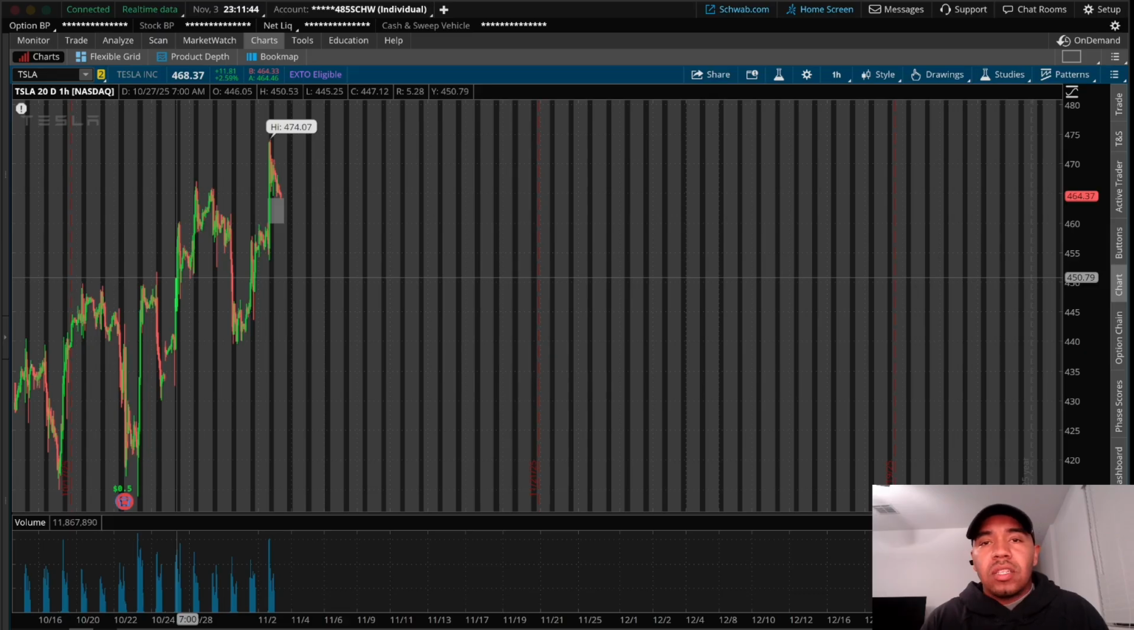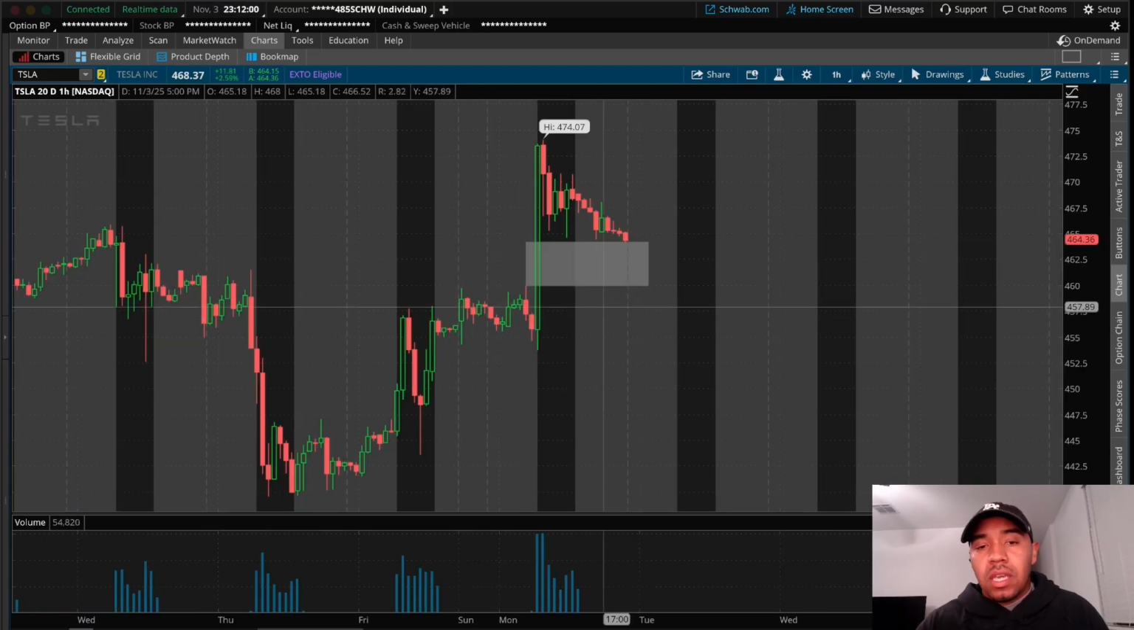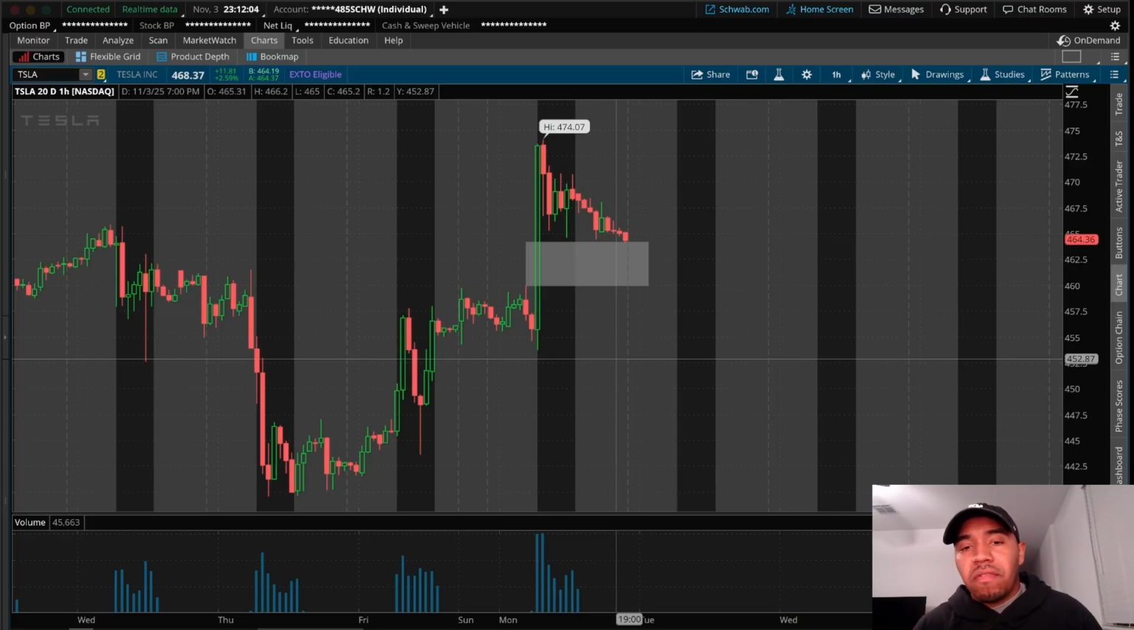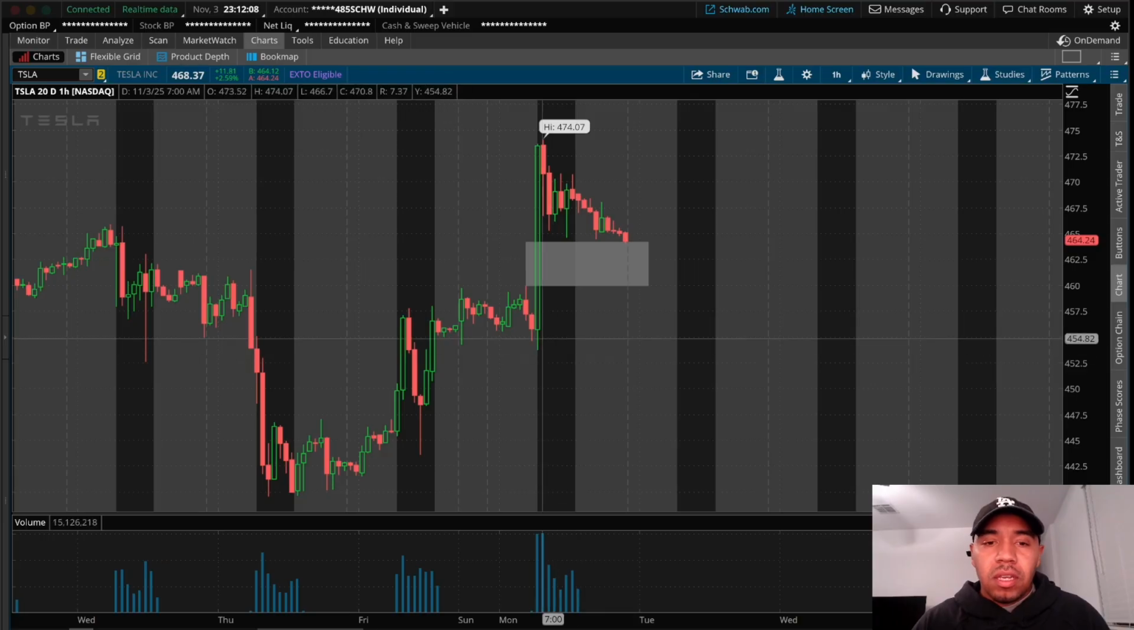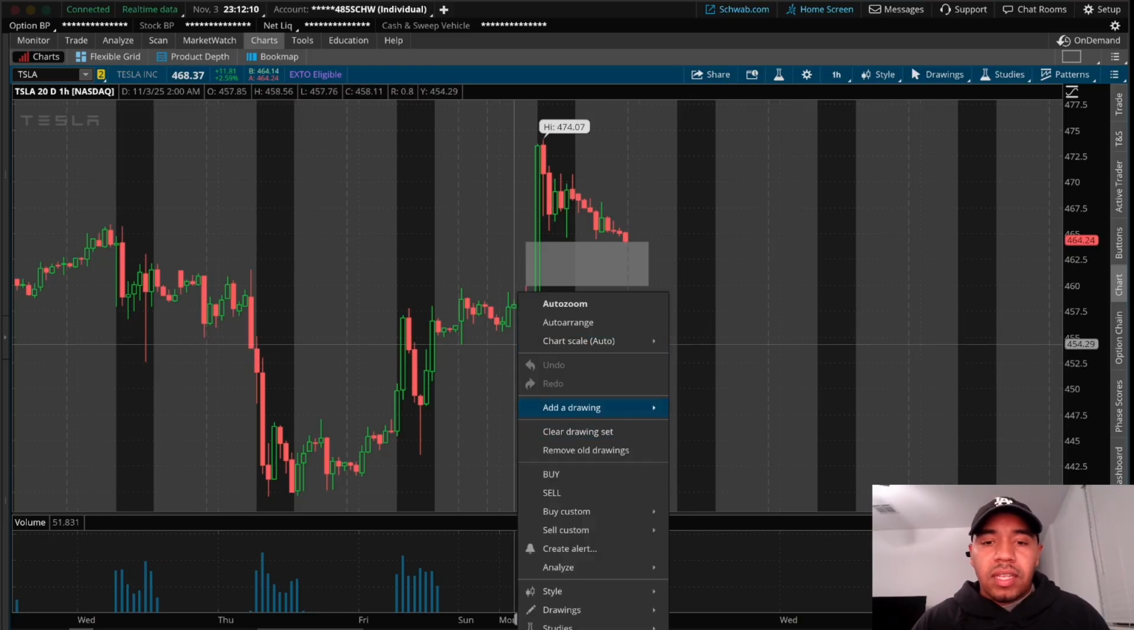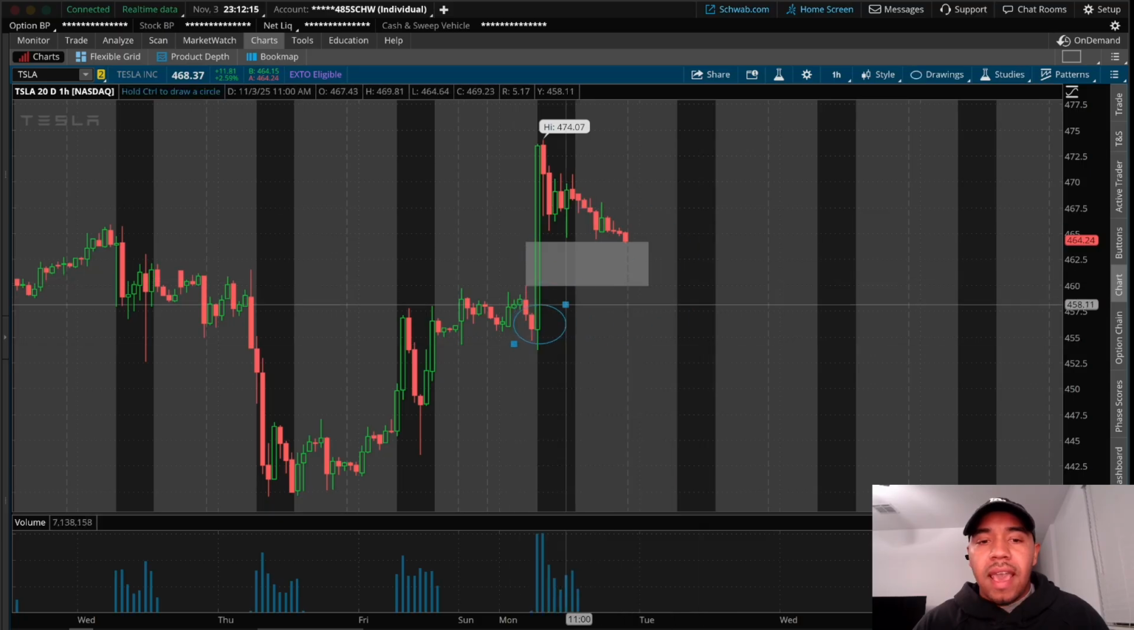Now, for those of you that don't know, a fair value gap consists of three candles. A fair value gap is an imbalance in the market, and I want to show you what it looks like. I like to simplify things and make it really easy. So here we have a perfect example of what a fair value gap looks like. There is an imbalance in the market. Like I told you, it consists of three candles and it forms a gap in between those three candles.